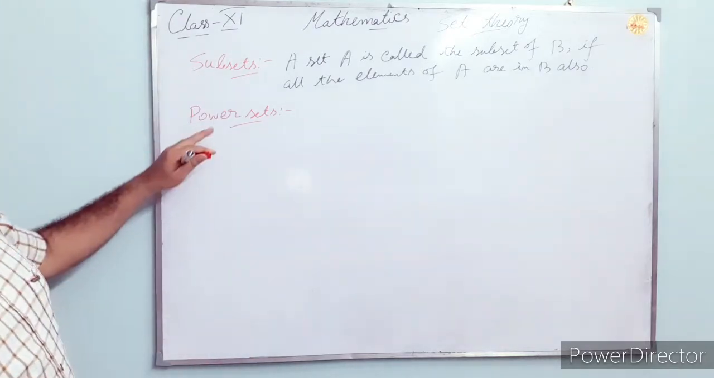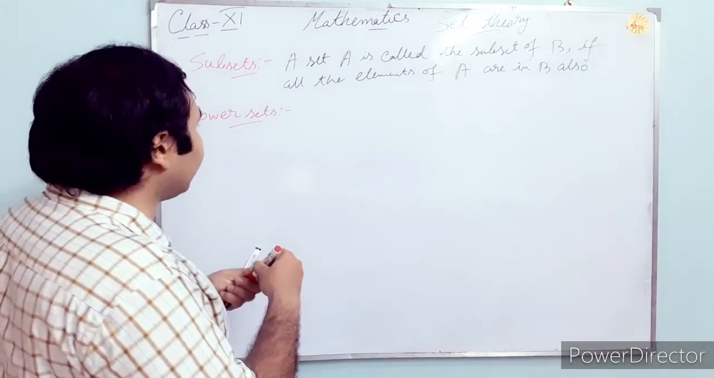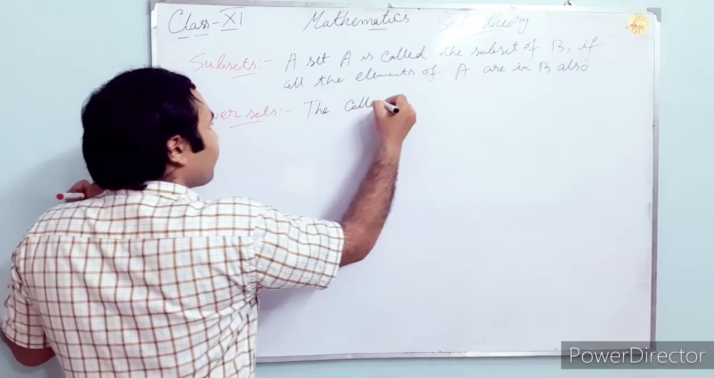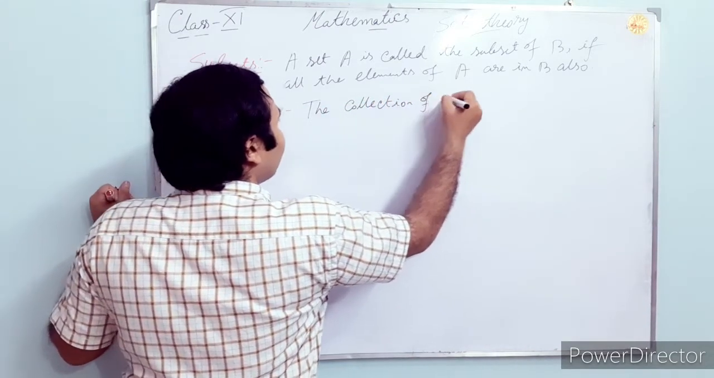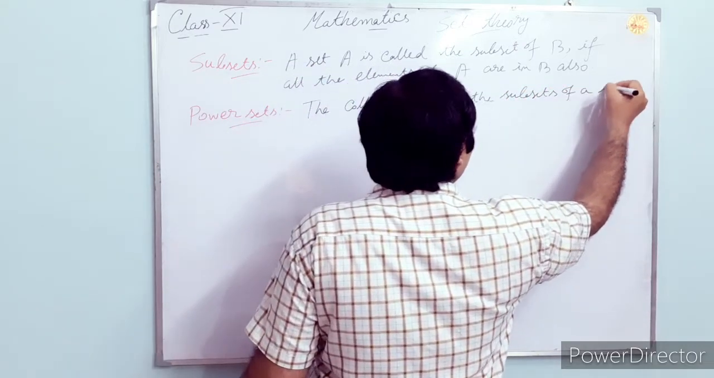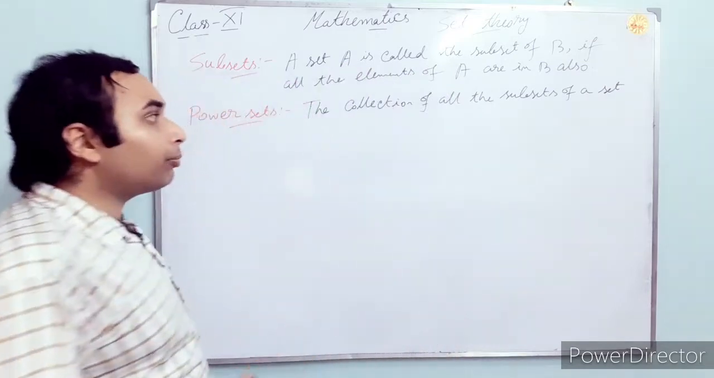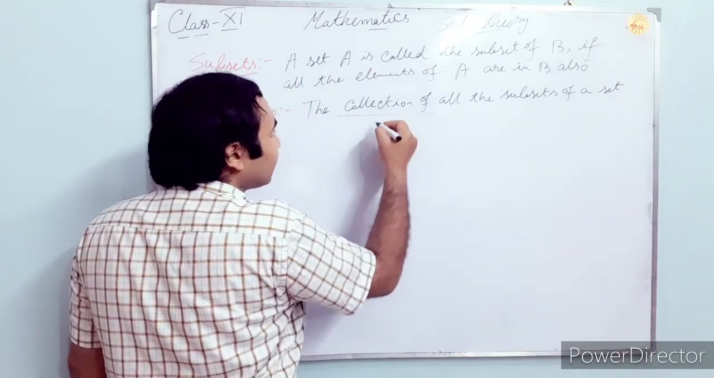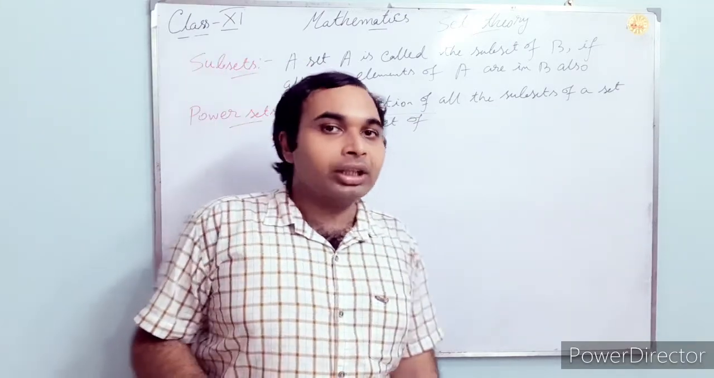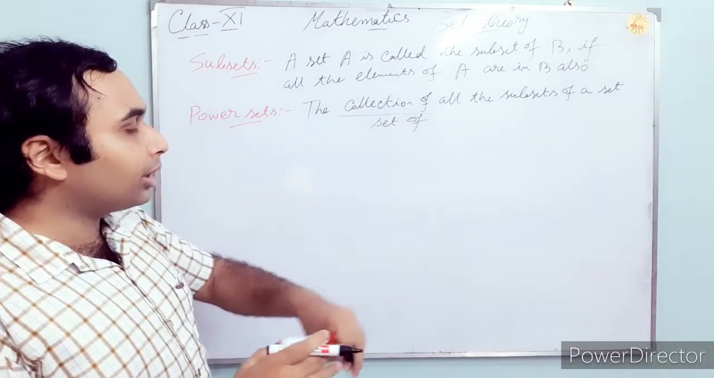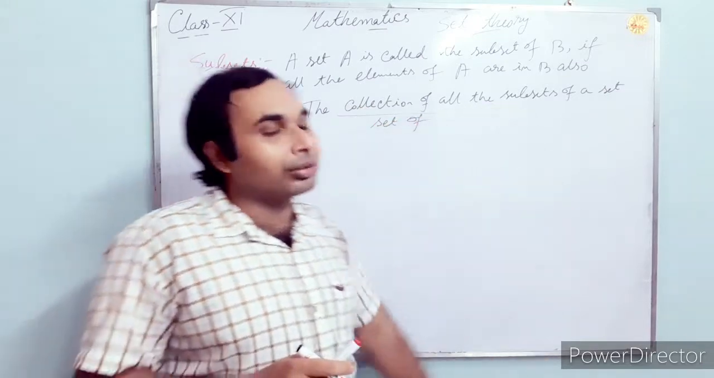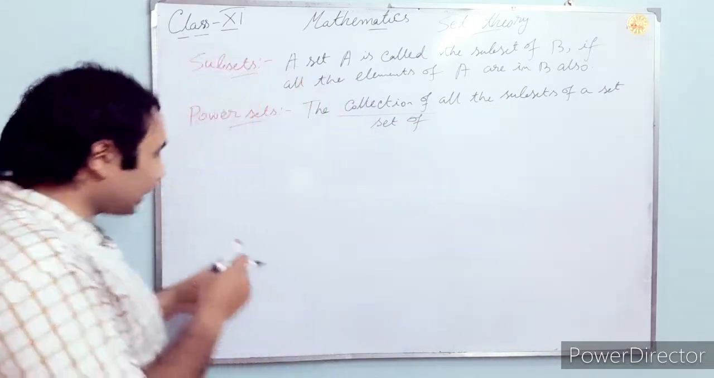Power set means the collection of all the subsets of a set. Collection of means it can also be called the set of. A collection of well-defined objects is called a set. So obviously those are well-defined elements, and that is the collection. So we can say the set of all the subsets is called the power set.